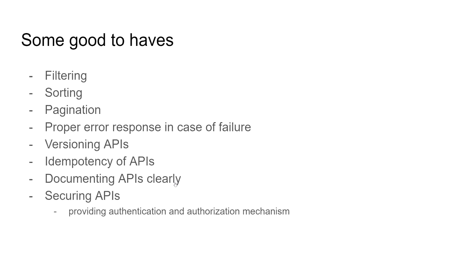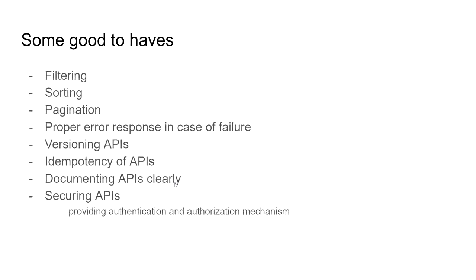Then there is idempotency of APIs, which means let's say you made a payment, to make a payment you called an API, and after some time, let's say you didn't get a response, then you tried to make a payment a second time. All right, then if you made two requests for the same payment, and if both of them succeed, then you would have made payment twice.